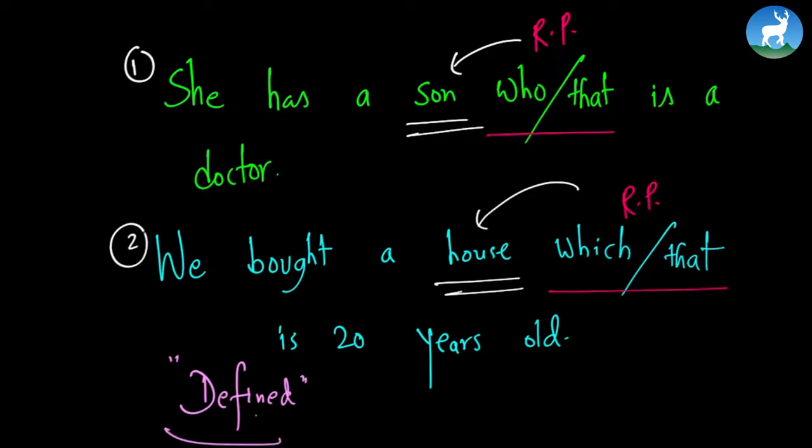You see, in the first example, the son is defined by the quality that he is a doctor by his profession. In the second sentence, the house is defined by its age. That is why these clauses are called defining relative clauses.